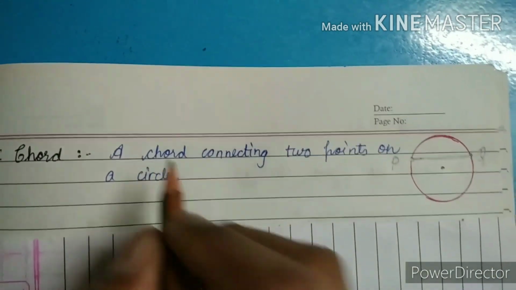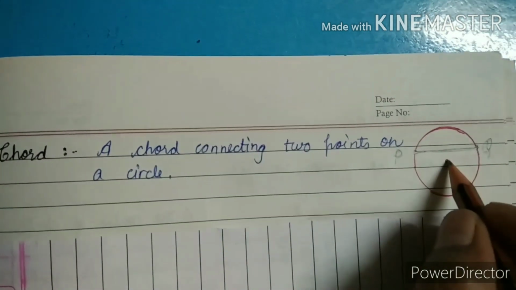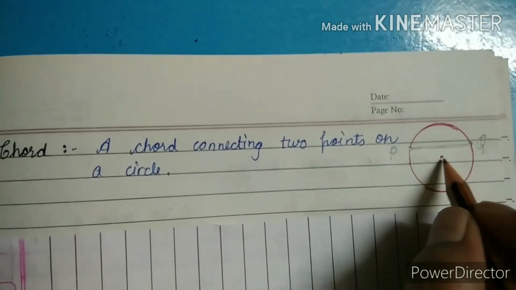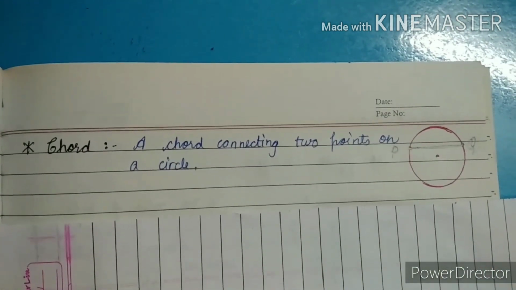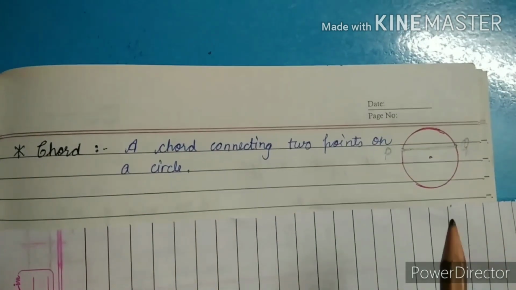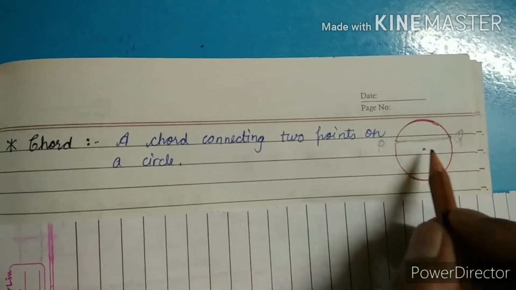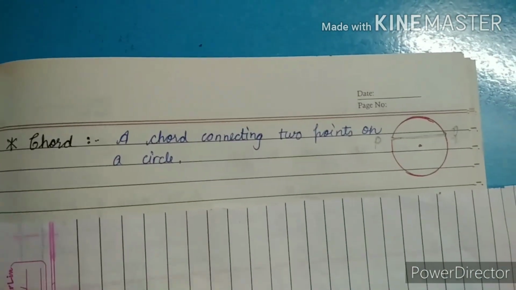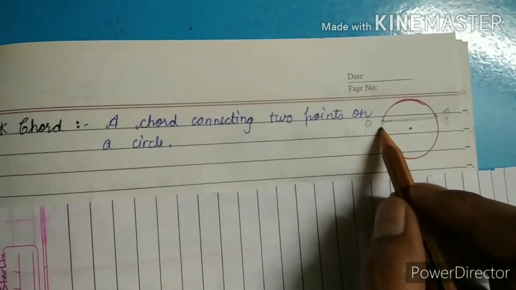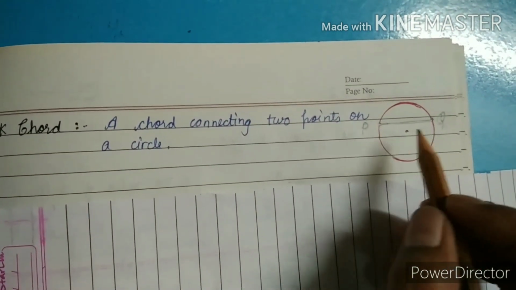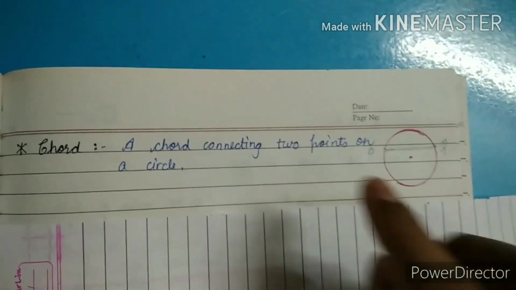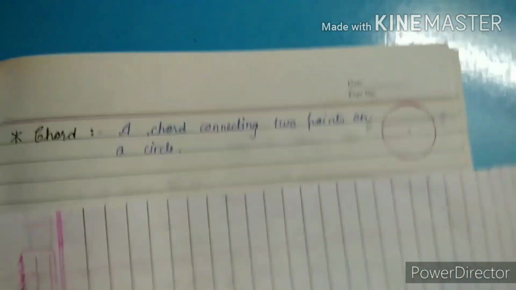And when this chord is passing through the center point, it will be called a diameter. Only in one case, when it passes through the center point, at that time it will be called a diameter. But here it does not pass through the center point, so it will be considered a chord.